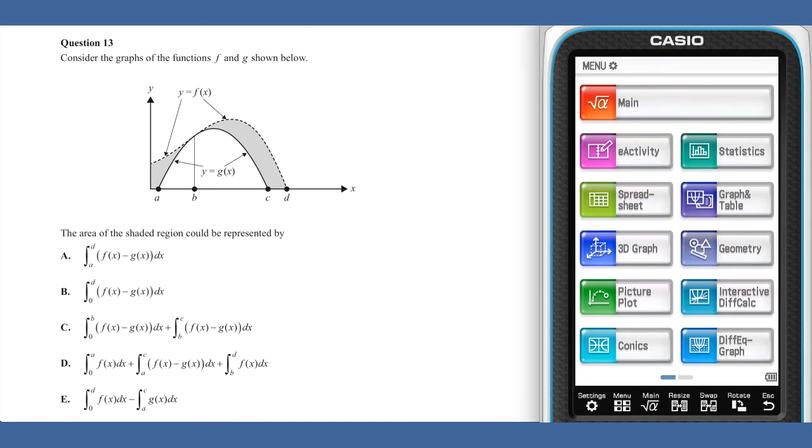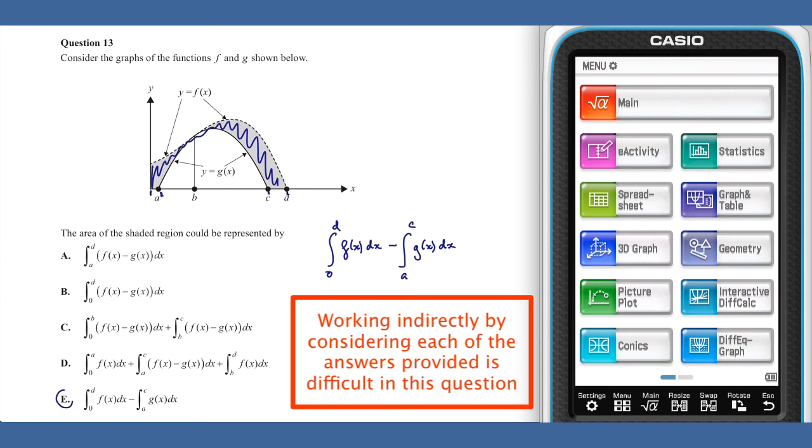In question 13, we're asked to find the area between two functions. It looks like this could be found by finding the area between f of x and the x-axis and subtracting the area between g of x and the x-axis. The area between f of x from 0 to d will be the integral from 0 to d of f of x dx. And the white area, the area between g of x and the x-axis, is from a to c, so we'll subtract the integral from a to c of g of x dx. Now, how does that relate to the answers provided? Well, that's answer E.